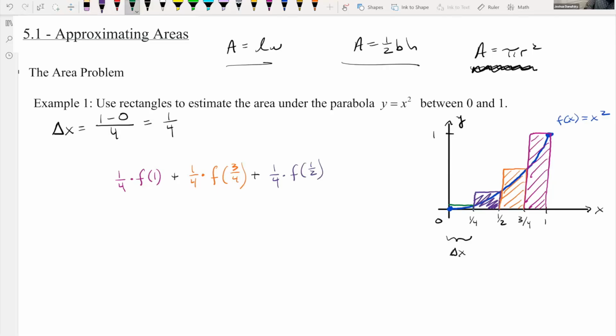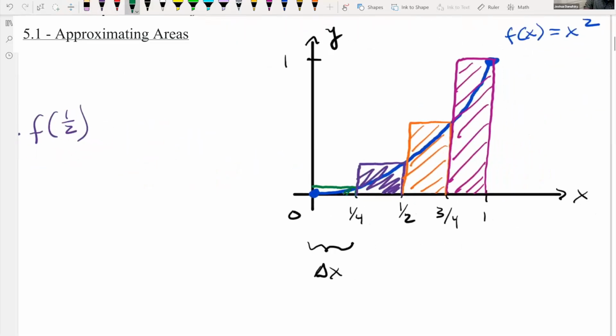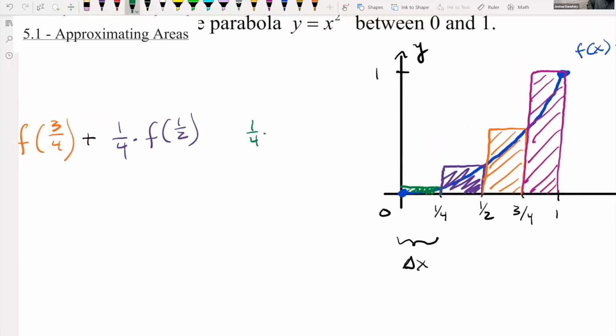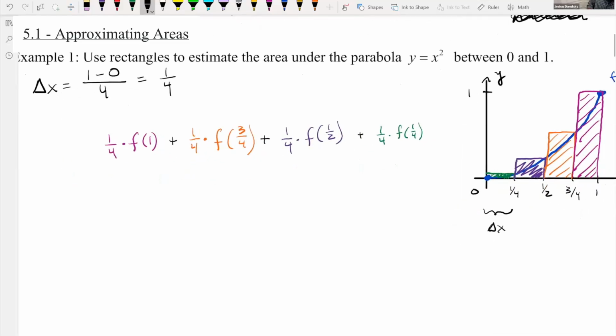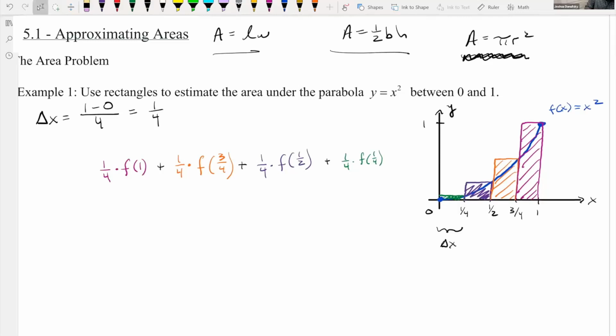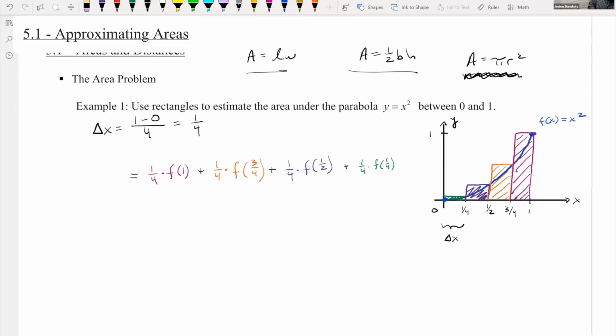And then finally, that little green rectangle in there, right? We're going to find this area here. And that's going to be, again, 1/4 times the height of the rectangle, which would be the value of the function at 1/4. And we're going to add all those up. And that is going to be the area of our 4 rectangles added together. Okay, so this is the total area of 4 rectangles.